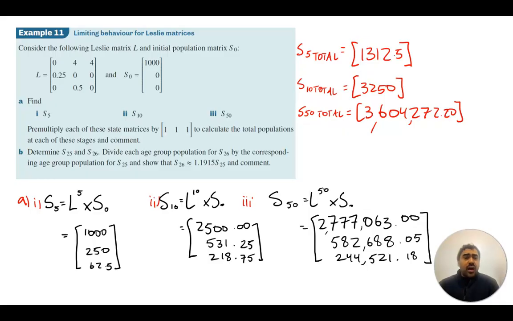For question B, you're going to determine S25 and S26. And then you're going to divide each age group population for S26 by the corresponding age group population of S25.